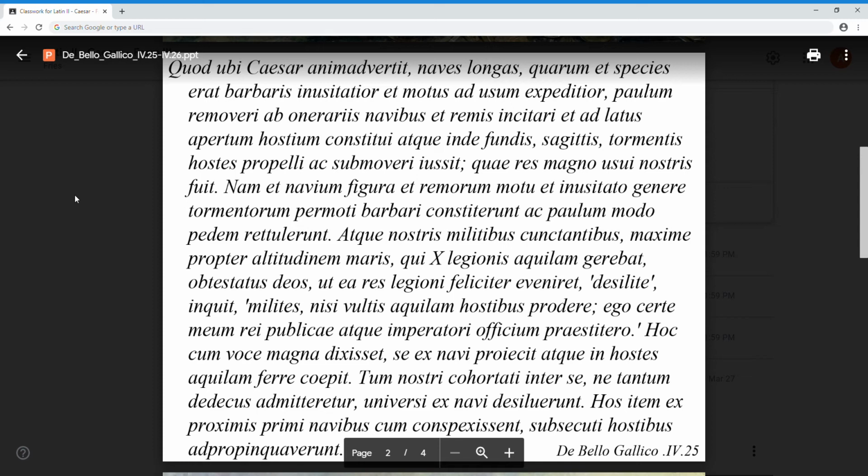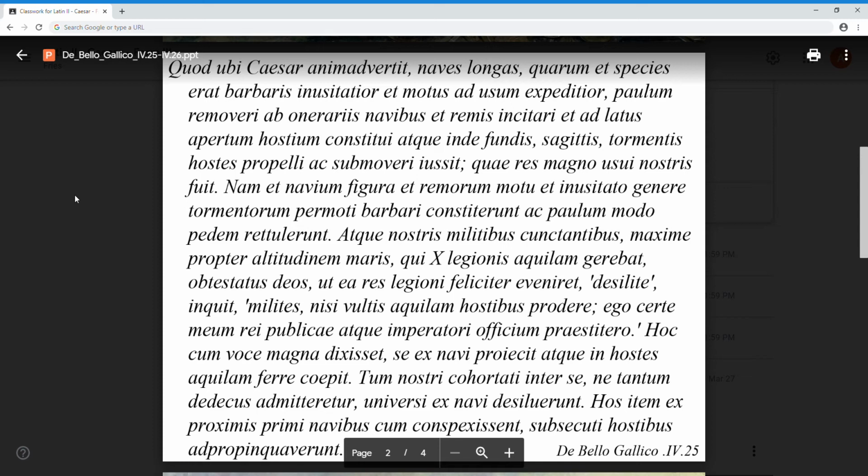The barbari were perturbed, they were alarmed, they were disturbed, they were upset, they were not happy. And why? The ablative of means: figura, motu, and inusitatiore genere. For the barbarians, having been alarmed by the shape, the form of the ships, the movement of the oars, and the unusual kind of artillery that was wrecking them, constiterunt, they halted, they stopped, they stood their ground, they stood there.